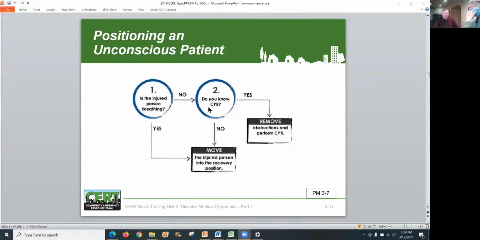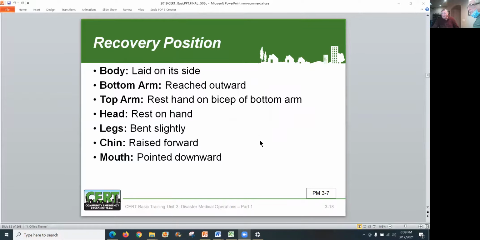And the key is, if you know CPR and you have enough people that can do the compressions for a period of time while you take care of the other people, you may say yes. Otherwise, you put them into position. So basically, we're getting them to a position generally, unless we have the resources to do CPR. Yeah, I've been trained on CPR for about 40 or 50 years. Yeah, me too.